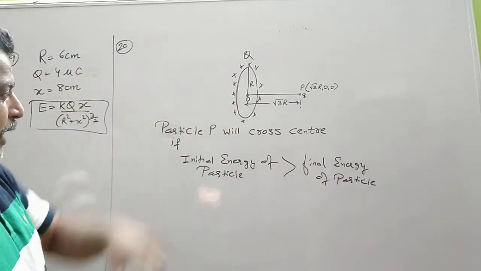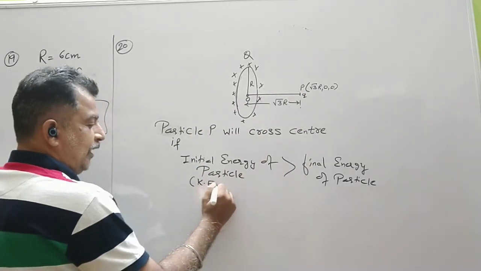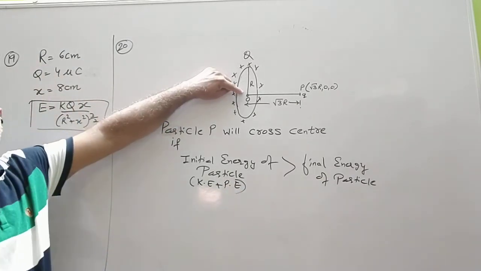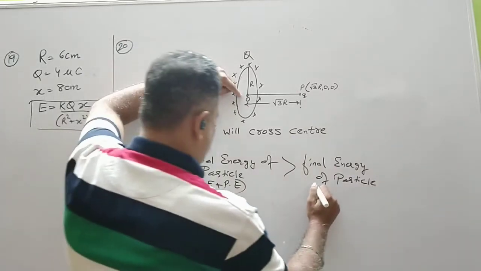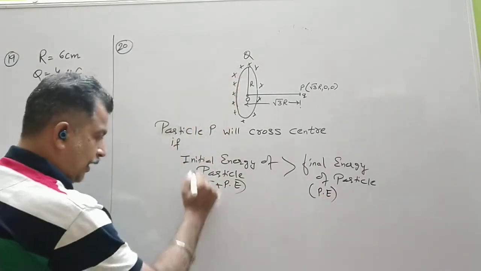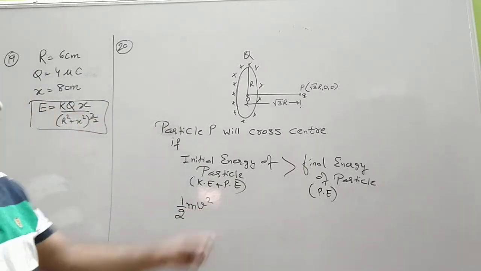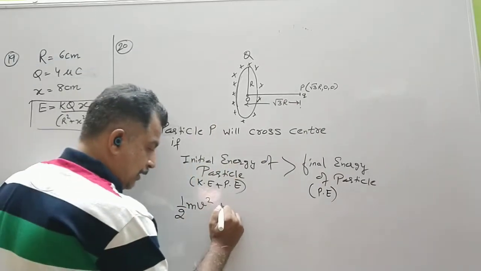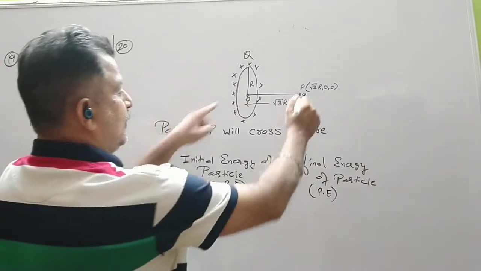Now what is the initial energy? Since I have to project, this initial energy will be kinetic plus potential. Here the electric field intensity is 0, so force is 0, so acceleration is 0, velocity is 0, so it will have only the potential energy due to its position. Now what is the initial kinetic energy? That is half mv square, where v is the speed by which the particle is projected towards the center. Potential energy, that is k q upon distance.